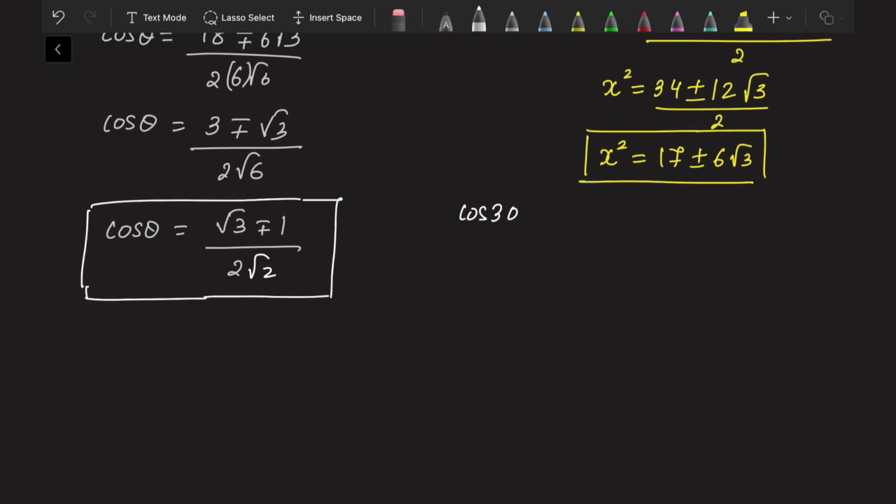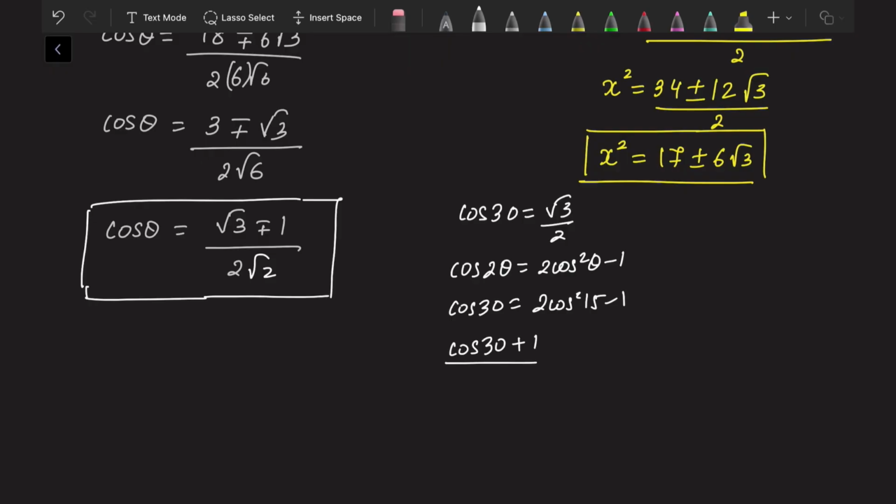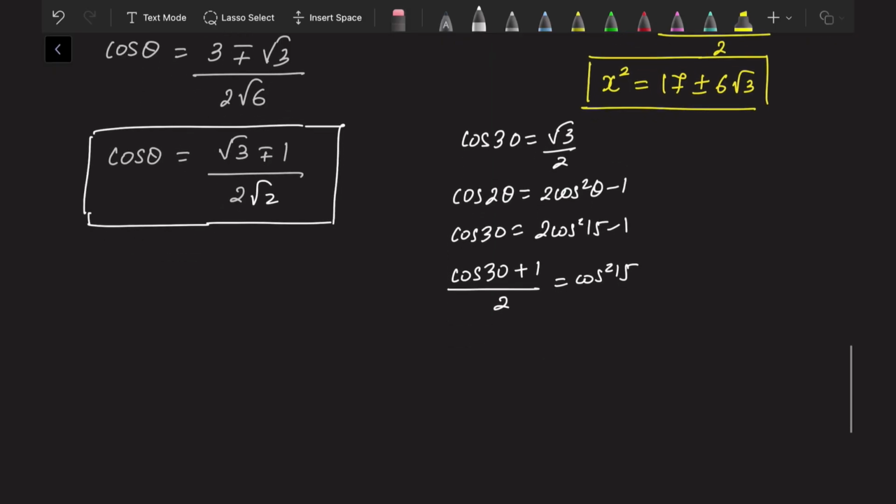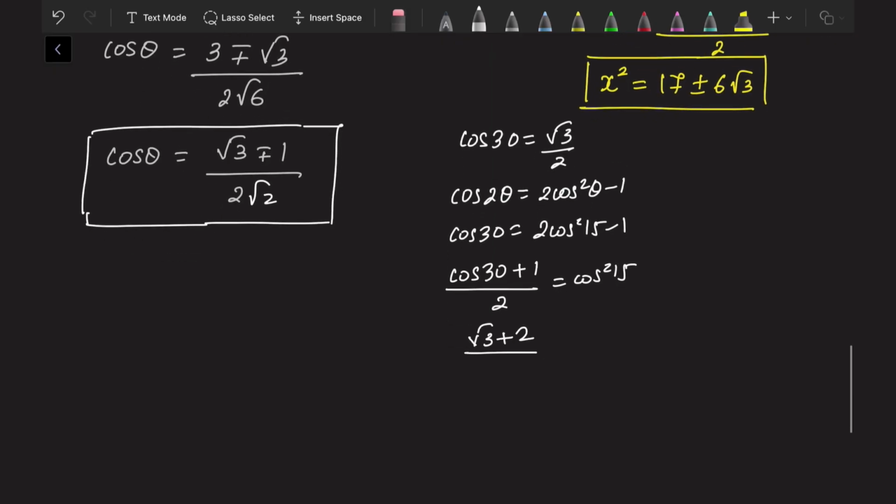Let's talk. What we have is the value of cos 30 equals square root of 3 upon 2. Now we have this trigonometric identity, cos 2 theta is 2 times cos square theta minus 1. Hence the value of cos 30 is the same as 2 times cos square 15 minus 1. Hence cos 30 plus 1 divided by 2 is the value of cos square 15. Now cos 30 is root 3 by 2, so root 3 plus 2 over 2, and 2 will become 4, and the square root of this thing is going to be the value of cos 15.